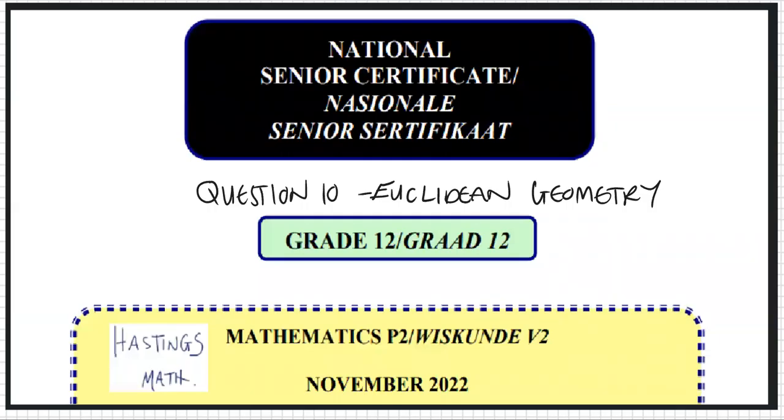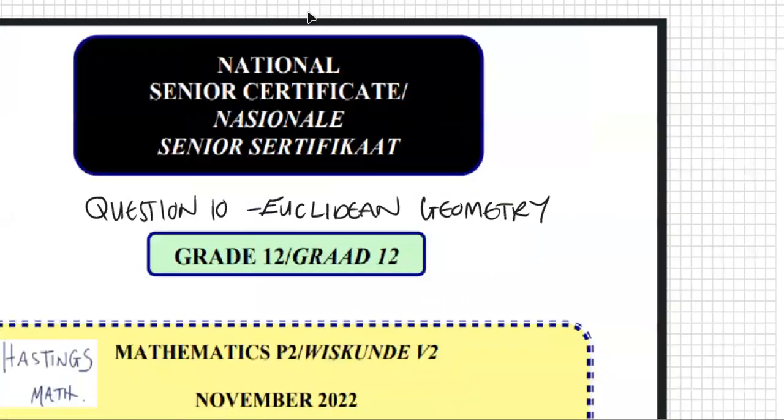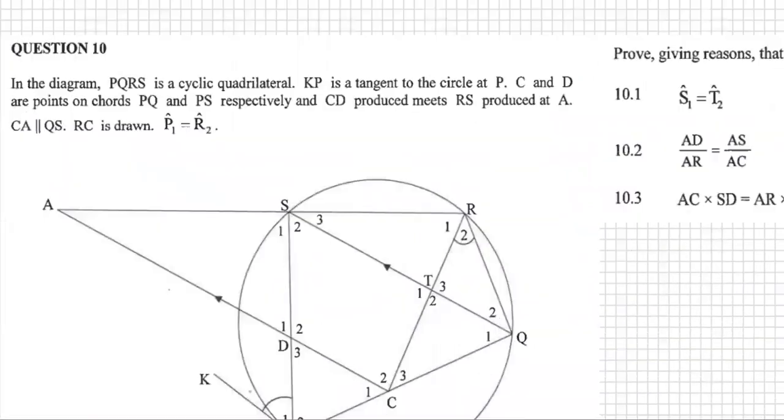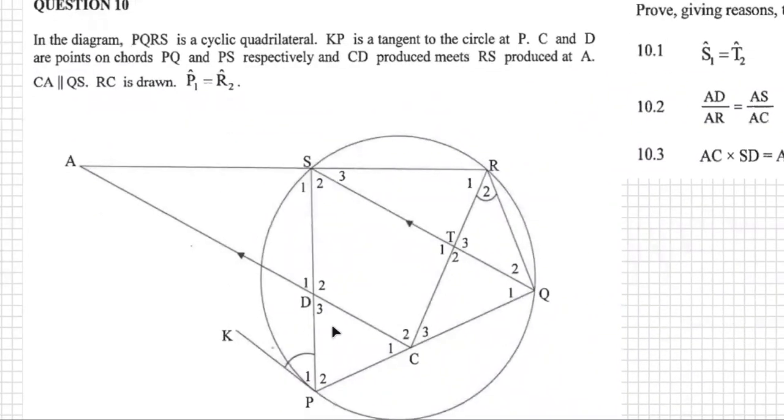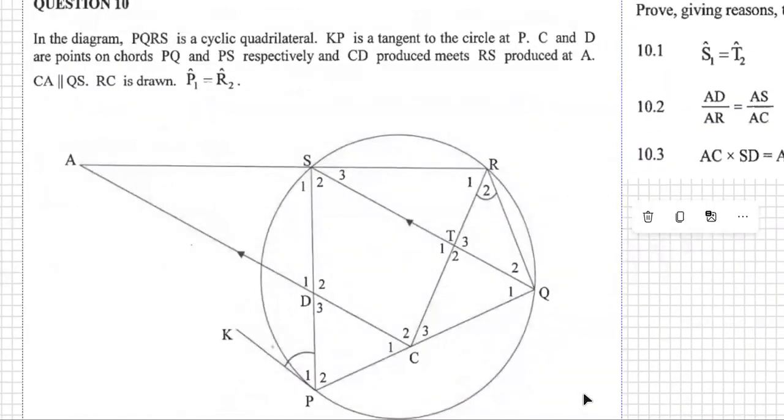This is the grade 12 mathematics paper 2 of the NSC DBE November 2022 paper, question 10, which deals with Euclidean geometry. If I'm not mistaken, it's also the last question of this paper. So by this time, I might be very, very sleepy. Or not. Okay. Question 10. It's this fantastic looking thing.